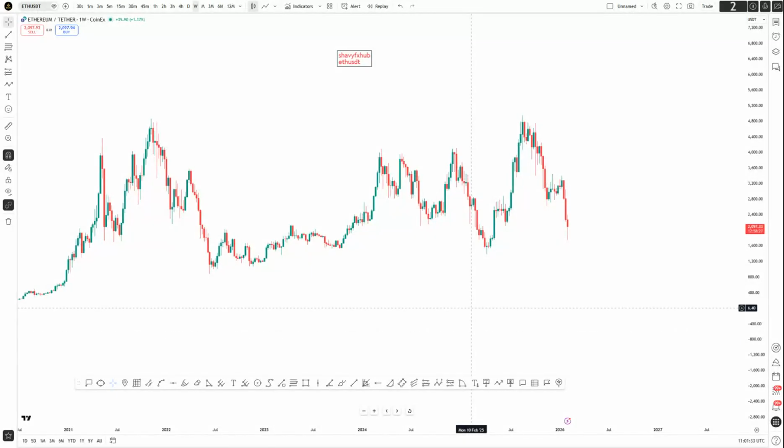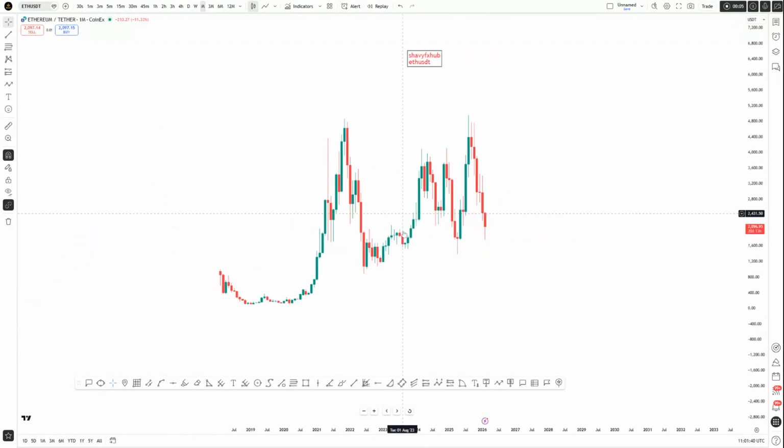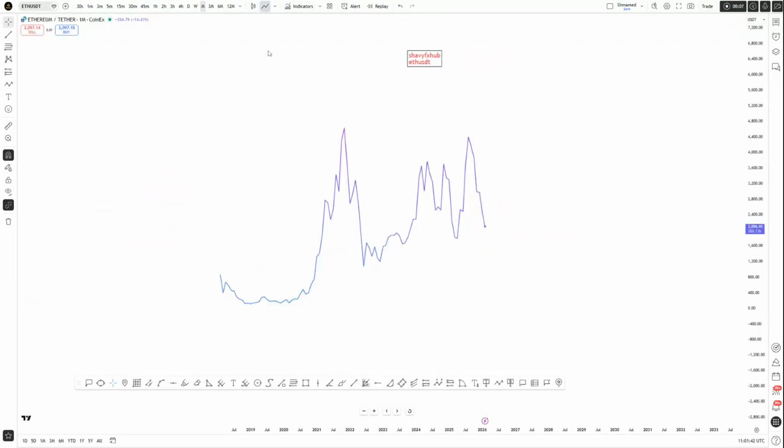So let's look at the structure of Ethereum on a weekly time frame. Let's stop by the monthly and see what we've got on the monthly time frame and switch on the line charts.